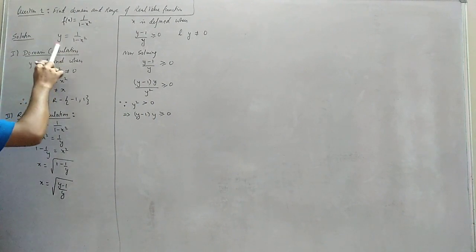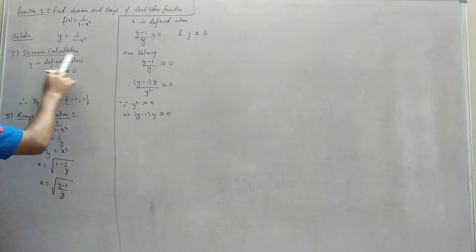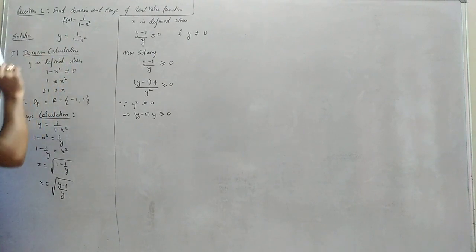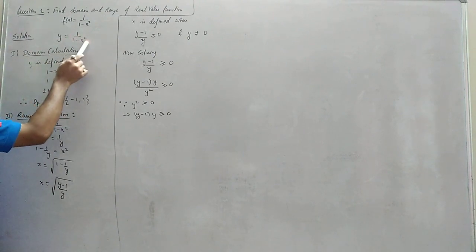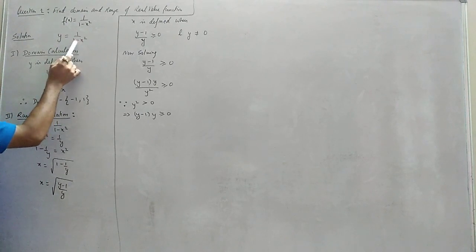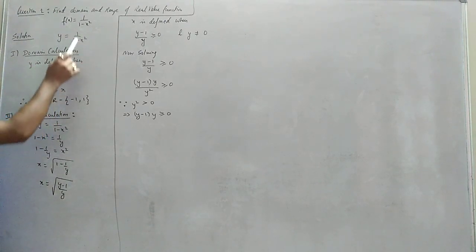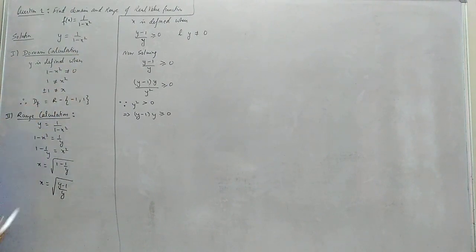f of x is nothing but y. We can call it y, so y equals 1 by 1 minus x square. First, domain calculation. Now you have to check which pattern it is. Something by something pattern. That means it can be infinity. Now check what can be zero, because we have a minus here. So it can be zero. So y is defined when this is not equal to zero.